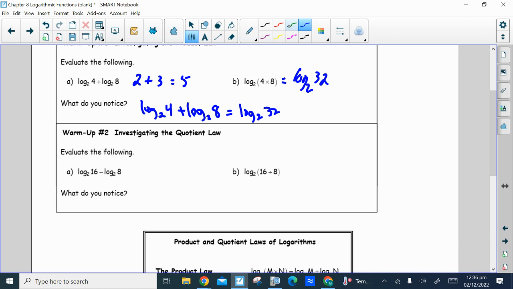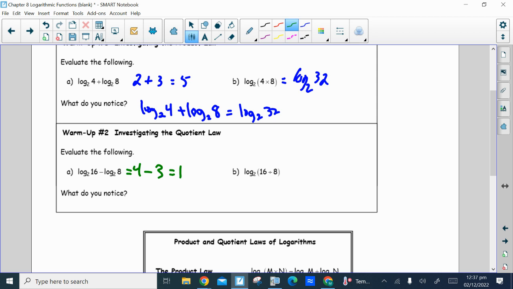Then we are asked to evaluate log base 2 of 16, take away log base 2 of 8. Log base 2 of 16 is asking 2 to what power is 16? That is 4. Log base 2 of 8 is asking 2 to what power is 8? That is 3. And 4 minus 3 equals 1.